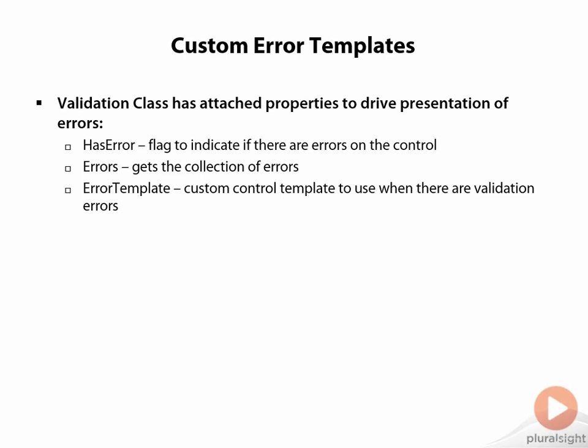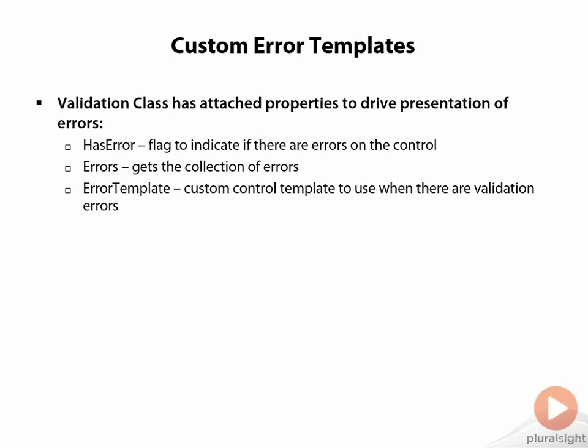errors. First off, there's the validation has error property. This is a Boolean flag to indicate whether there are any errors associated with the control. You can use that as a condition for something like a property trigger to drive changing the style of the control. Then there's the errors collection, and this will get you all of the errors associated with the control, generally based on a bound property, and validation errors that flowed through the binding.